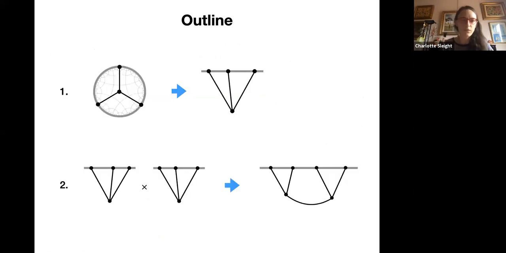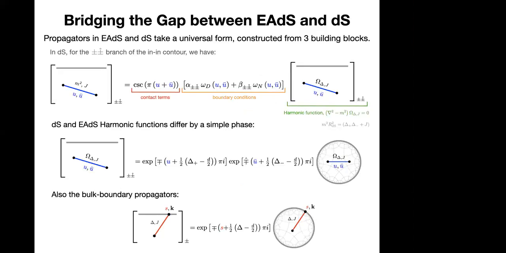Yeah, so in this talk, I'm going to outline how we put these ideas. Sorry, Charlotte, just maybe one more. I'm sorry. But suppose you were interested not in these in-in correlators, but in Feynman type, time-ordered correlators in de Sitter space, for whatever reason.